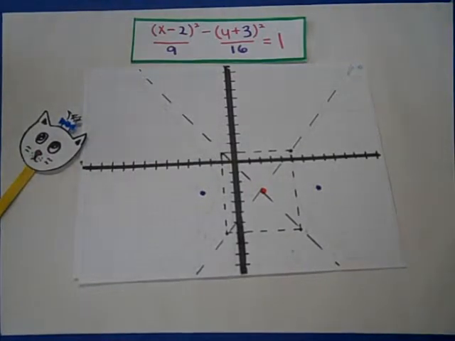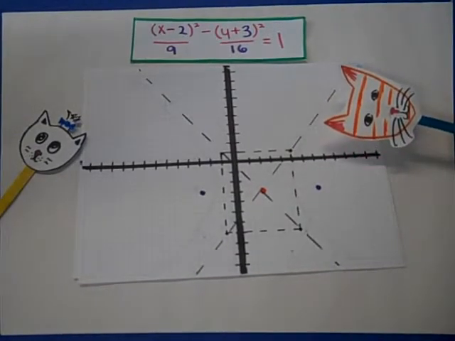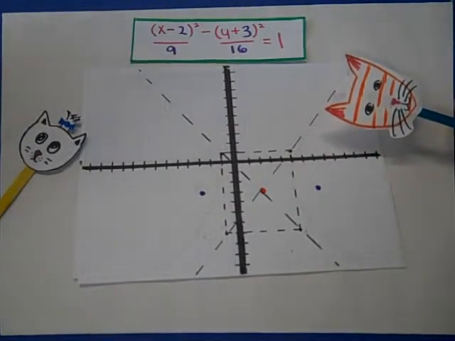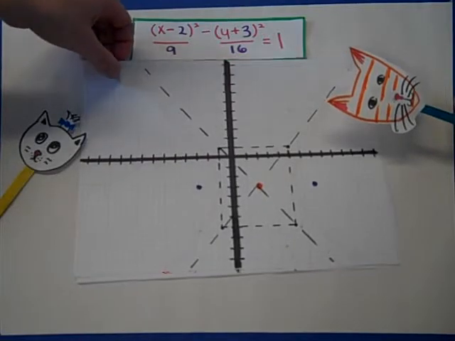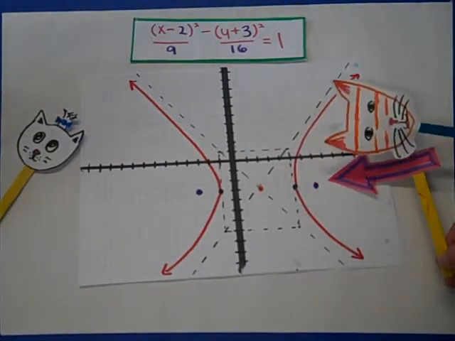Meow, what about the vertices? To find those, you just add or subtract a from h. 2 minus 3 is negative 1, and 2 plus 3 is 5. Now draw in the graph. This makes so much sense, Meow.